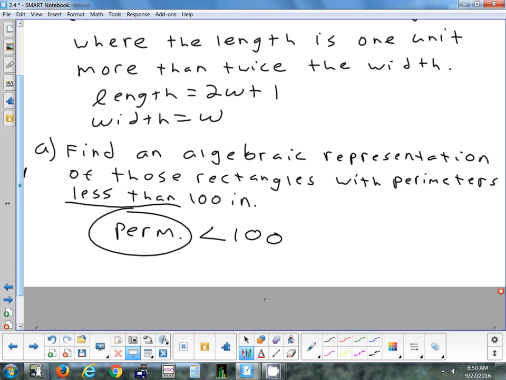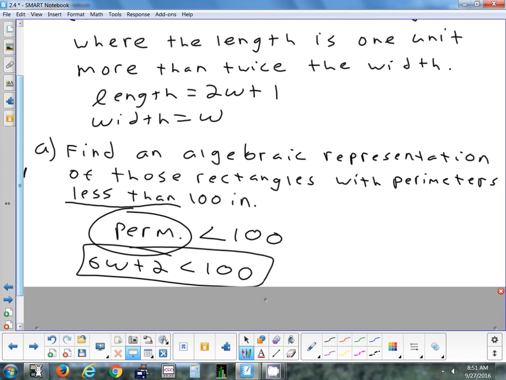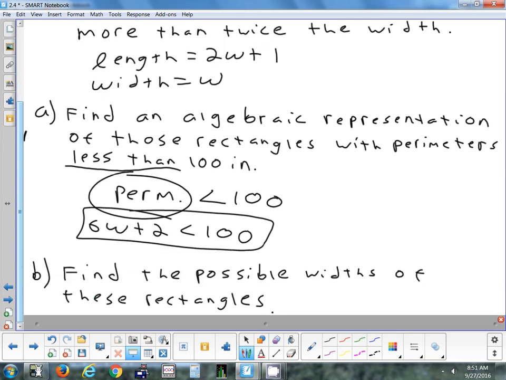Oh, 4w plus 2w. Yeah. So 6w plus 2. Yes, that's my perimeter. Thank you. 6w plus 2. So you got to double your length, double your width, and then add them up. So 4w plus 2 plus 2w. Okay, so find an algebraic representation. We've done it. Now solve it.